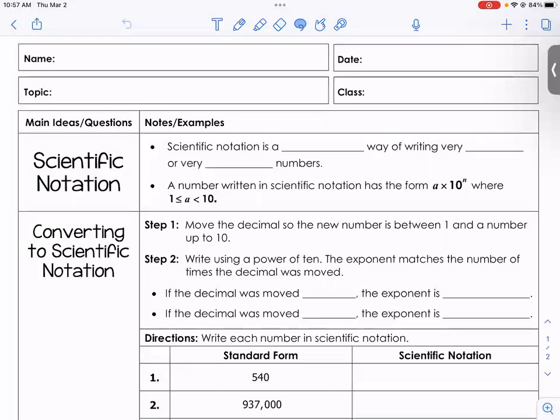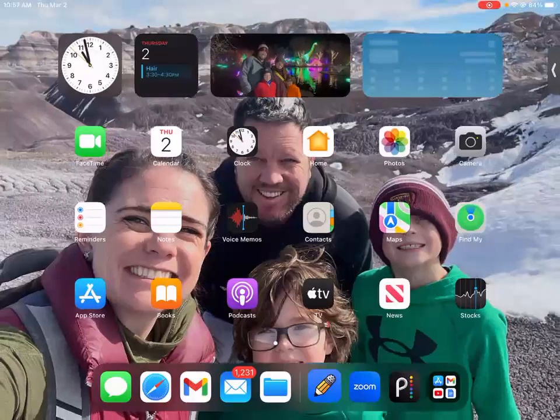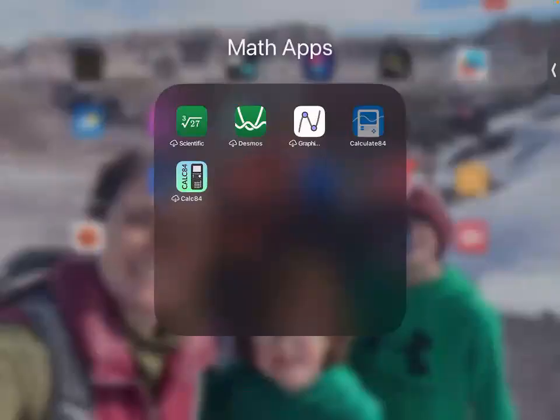Okay, so for today, tomorrow, and Monday, we are going to learn what's called scientific notation. So what I want to show you real quick. What page are we on? 17.